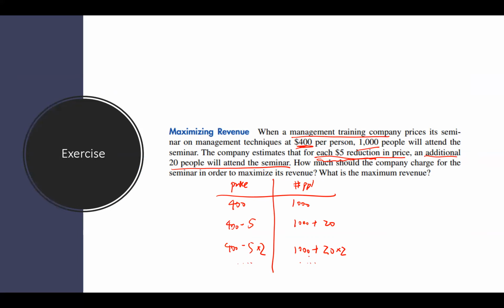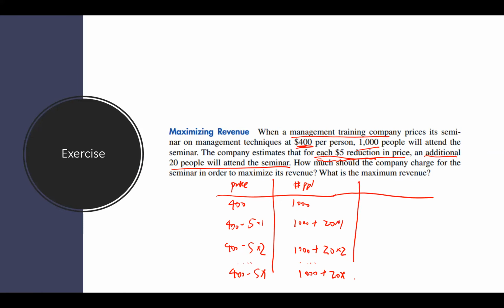So this gives a hint, right? We can actually change the number of reductions in price in terms of $5. For example, this is multiplied by 1, multiplied by 1, multiplied by 2. What if we multiply by x? If we reduce the price x times in terms of the $5 reduction, we reduce $5x. Now this is our price and this is our number of people, 20x. So that's the interpretation from the text.